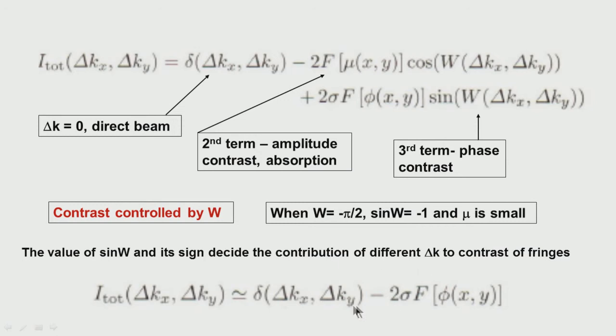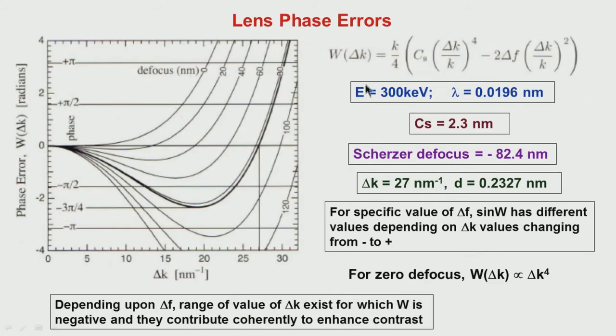So, finally, this is how the intensity turns out to be when sin W equals minus 1. Okay. This depends upon what the value of W is. What is this W? Let us look at this. That sin W, as we have derived earlier, depends upon this particular term which corresponds to spherical aberration, and these terms which correspond to a defocus term. Here this term is varying as delta k to the power of 4. Here the defocus term is turning out to be delta k to the power of 2. Okay.